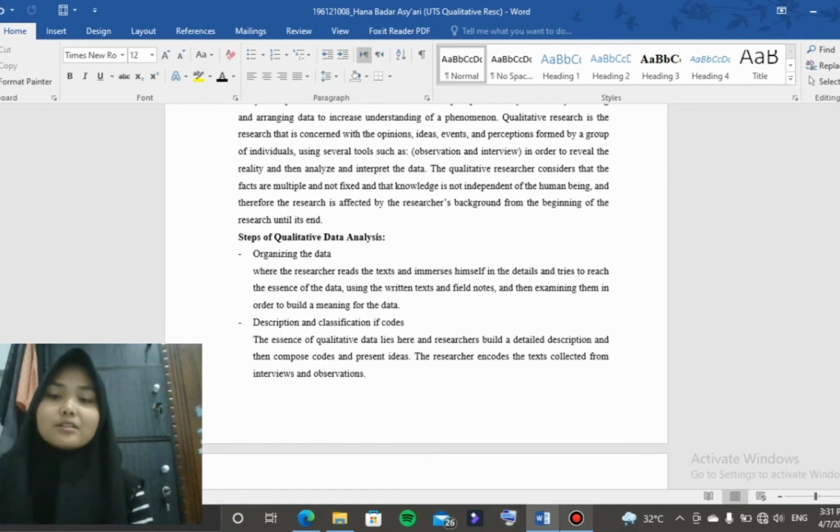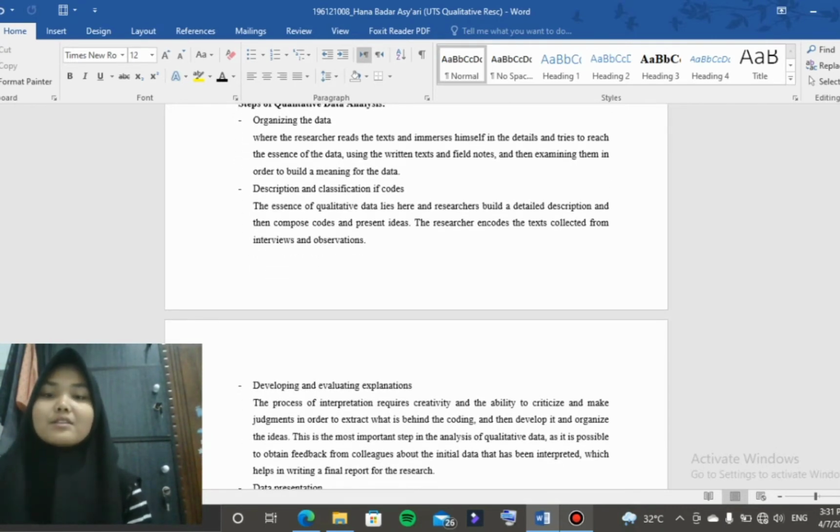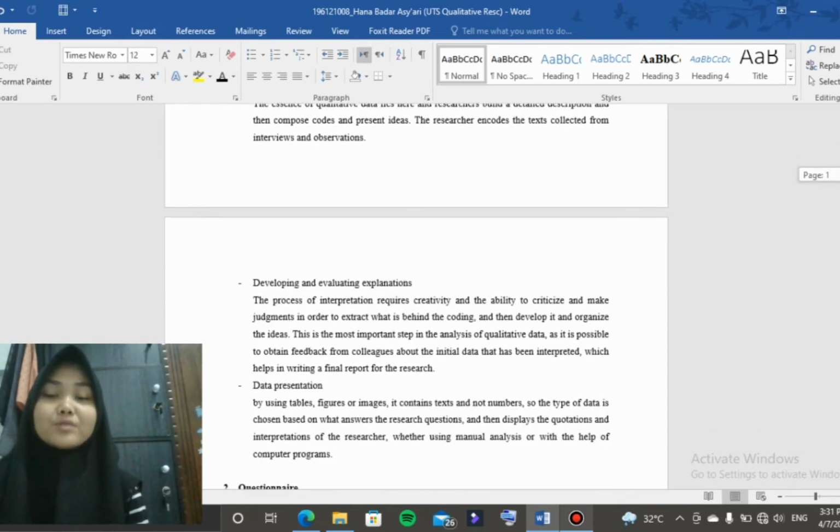So there are steps of qualitative data analysis. The first one is organizing the data, where the researcher reads the text and immerses himself in the details and tries to reach the essence of the data using the written text and field notes and then examining them in order to build a meaning for the data. And the second one is description and classification in codes. The essence of qualitative data lies here, and researchers build a detailed description and then compose codes and present ideas. The researcher encodes the text collected from interview and observation.